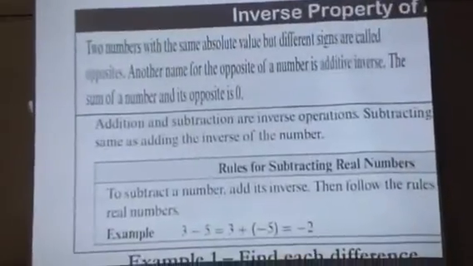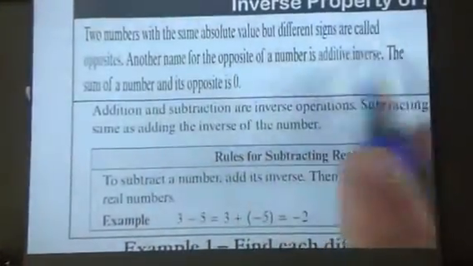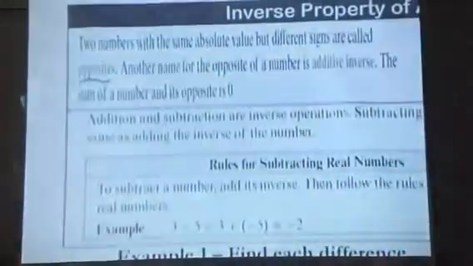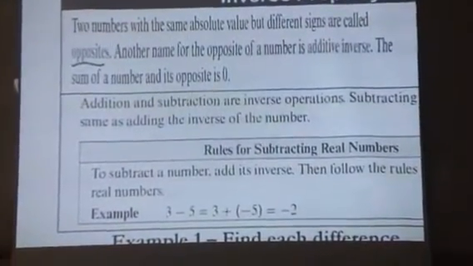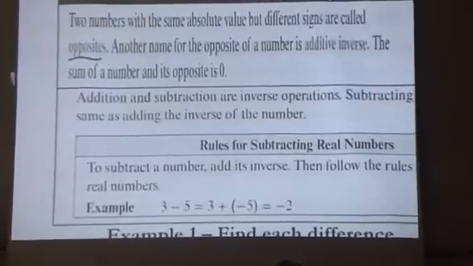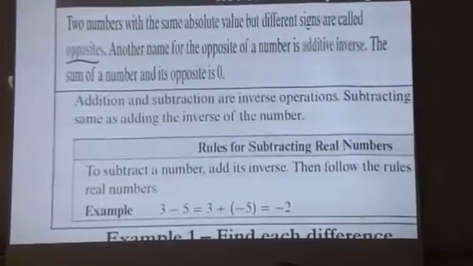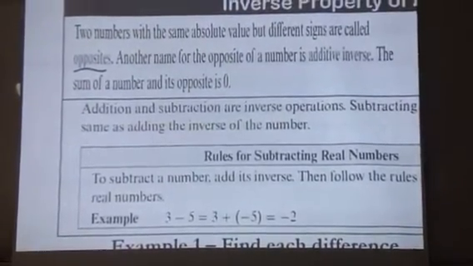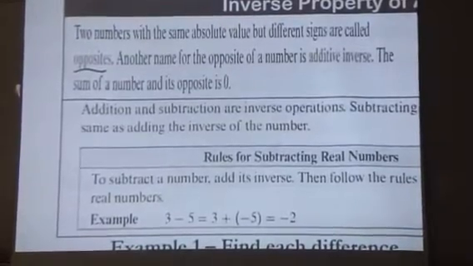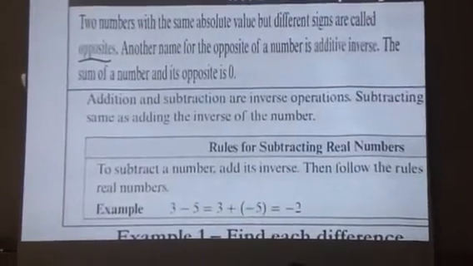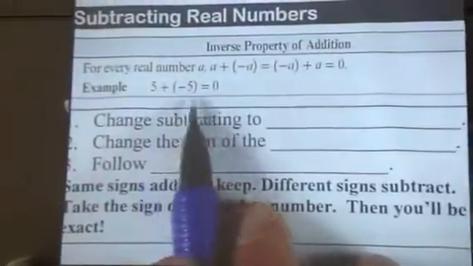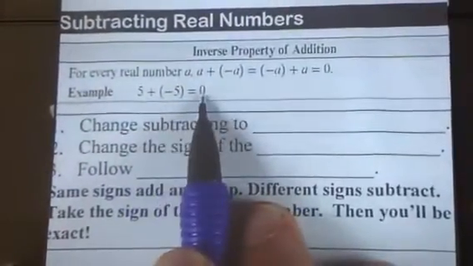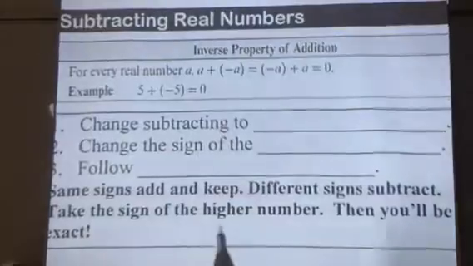First thing you need to know is two numbers with the same absolute value but different sign are called opposites. Another name for the opposite is the additive inverse. The sum of a number and its opposite is 0. So that's something like -8 and +8. -8 and +8 are opposites. Another word for that is additive inverse. And then the sum of a number and its opposite is 0. That's basically what this property says. Inverse property of addition: any number plus its opposite, or its additive inverse, equals 0. 5 plus -5 equals 0.